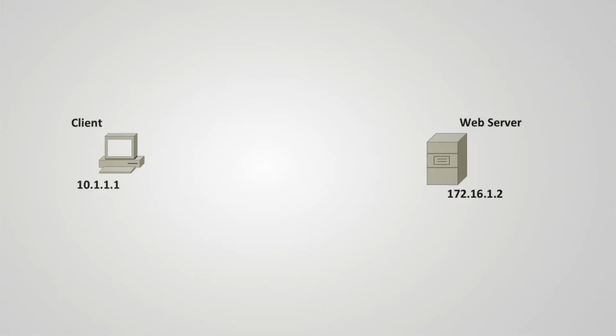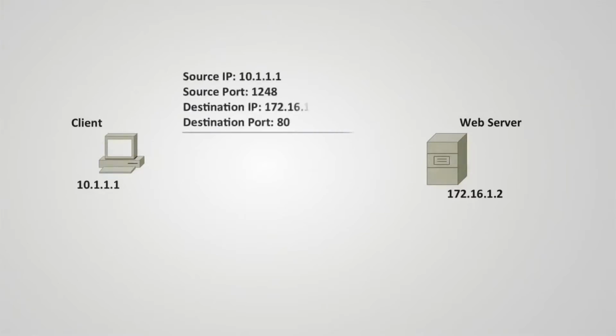We've got a client with an IP address of 10.1.1.1, and we're wanting to talk to a web server with an IP address of 172.16.1.2. When we send our packet over to that web server, notice the source IP address. It's the IP address of the client. The destination IP address, no surprise, that's the IP address of the web server. However, notice the ports. In addition to having a source and a destination IP address, we need to have a source and a destination port.